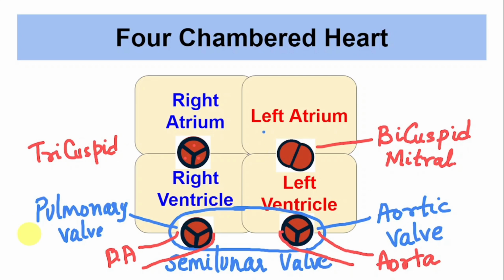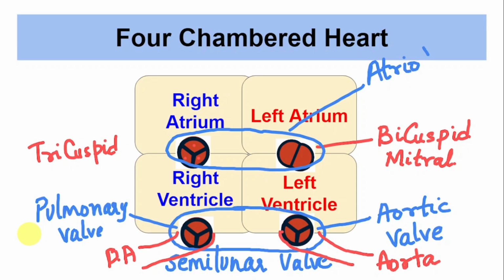So what is the common name given to these two valves? The common name is atrioventricular valve. Because the valve is between the atrium and ventricle, it is called the atrioventricular valve.